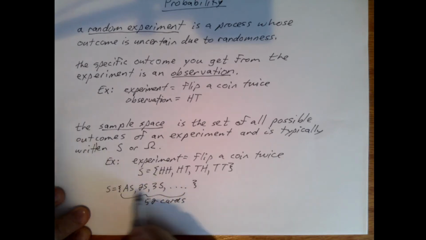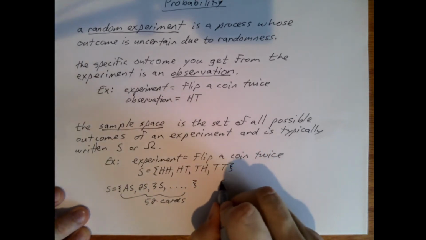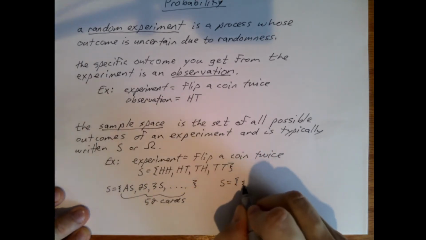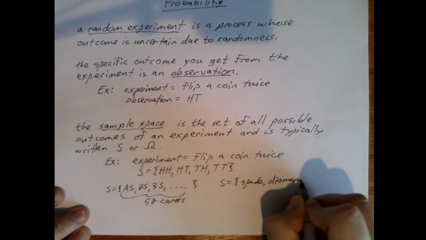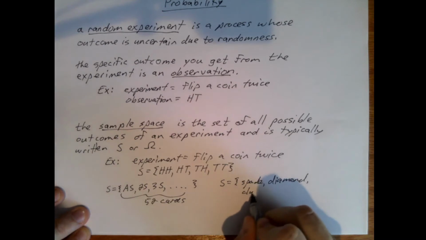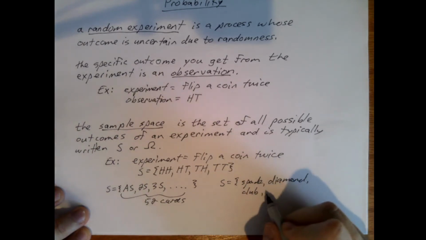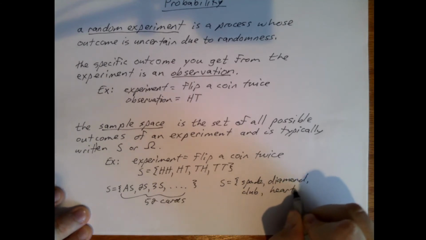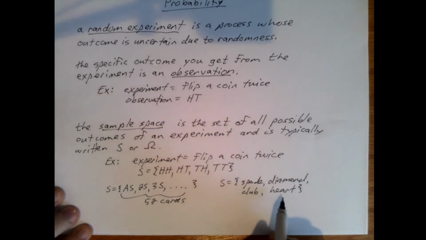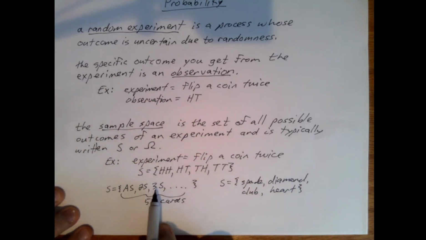But another sample space we could use would be: we get a spade, a diamond, a club, and a heart. Those are the four suits that we have. So this could be my sample space.